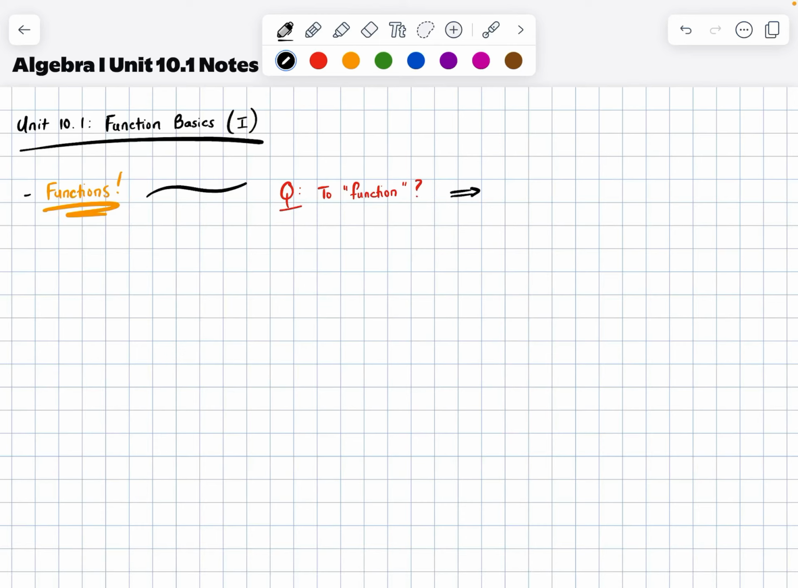Let's talk a little about some function basics. To kick us off, when introducing the concept of functions, I often like to ask, well, what does it mean for something to function? So take a couple seconds, pause the video. When you hear the word function, what comes to mind for you? No right answers, just curious where your brain goes. What do you think?